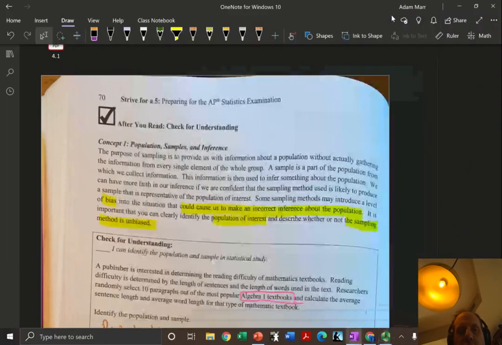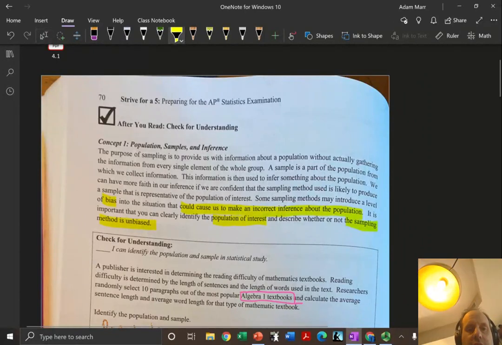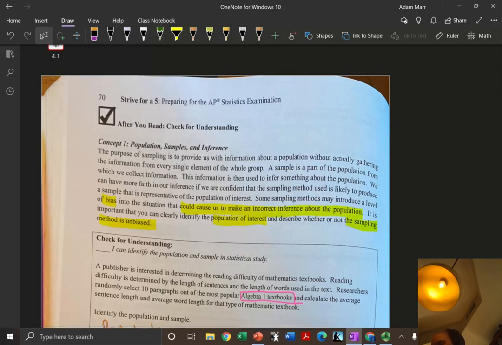Hi guys, I just wanted to go over some stuff from the workbook, which we didn't get to do in class. So I'm on page 70 right now in your workbook. This is section 4.1, which is entitled Sampling and Surveys. So let's take a look at a couple of these right here.